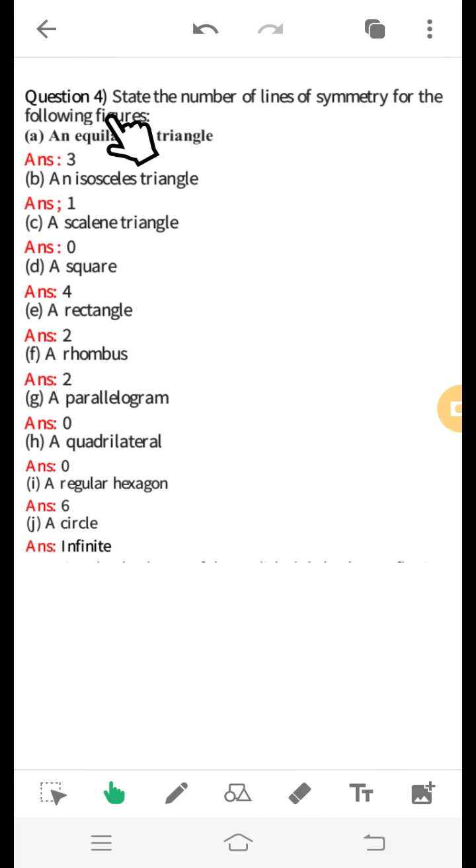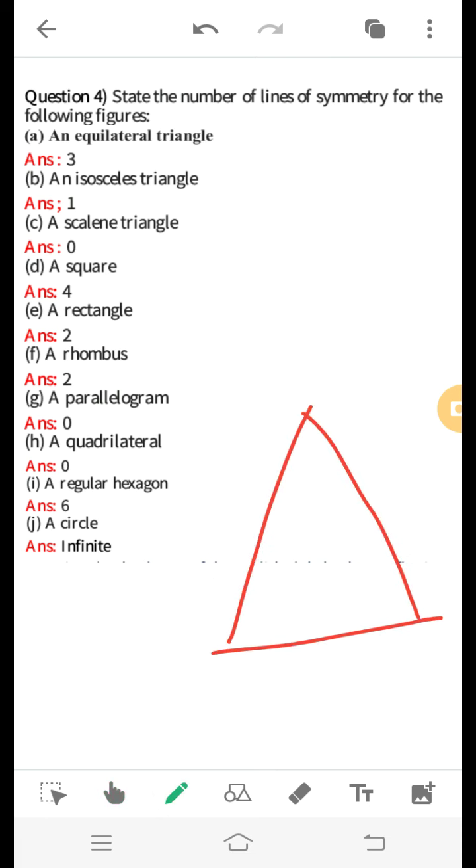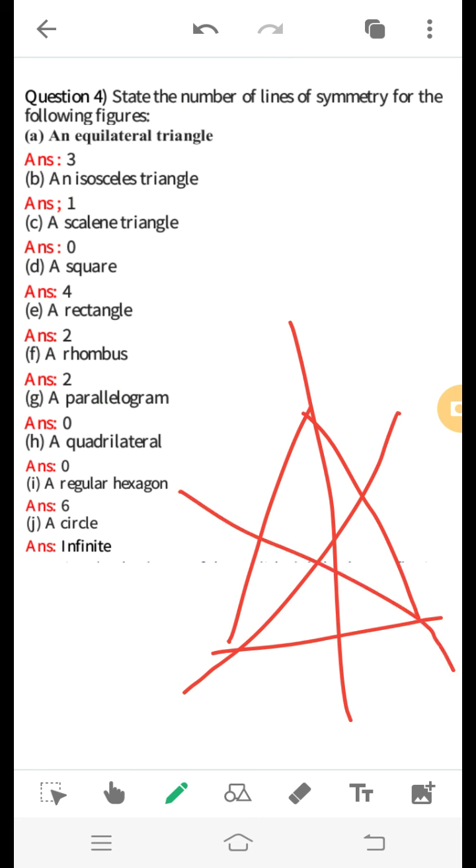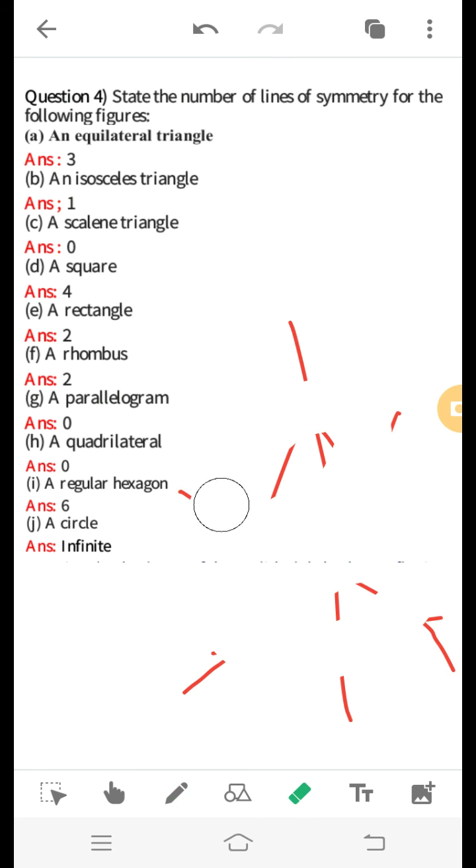Now in the next question, we have to state the number of lines of symmetry for the following figures. First of all, equilateral triangle. Equilateral triangle means all sides are equal. So how many lines of symmetry are there? That is the first. If I divide from here, it looks the same. We can divide from here. Yes, we can divide from here. So the number of lines of symmetry is 3.